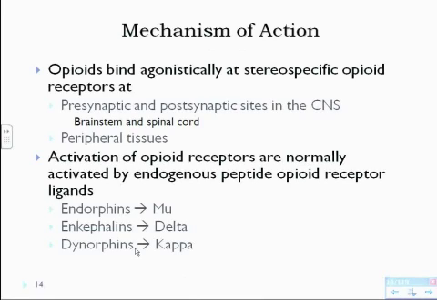Now let's go back to the opiate receptors. As for their mechanism of action, opiates basically bind agonistically at stereospecific opiate receptors. They can be pre- or postsynaptic in the central nervous system, that is, supraspinal, which is the brainstem, and the spinal cord. They can also bind to peripheral tissues. The opiate receptors are normally activated by endogenous peptide opiate receptor ligands, and this is what I expect you to know for your test. If I ask which one is responsible for binding to delta receptors, that'd be enkephalins, and which one is responsible for kappa, that'd be dynorphins.